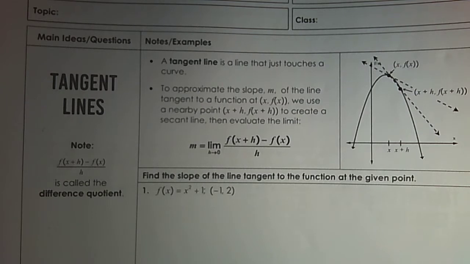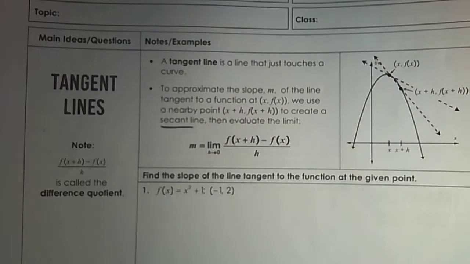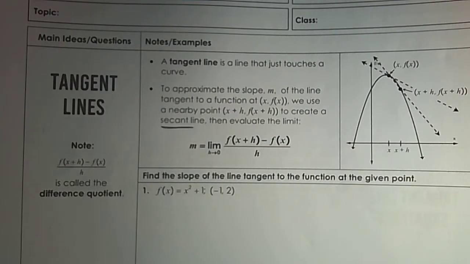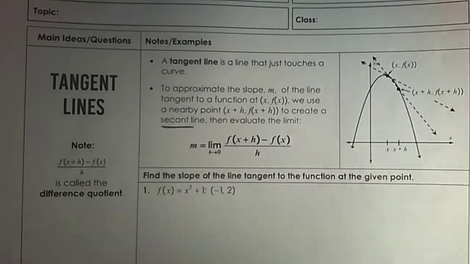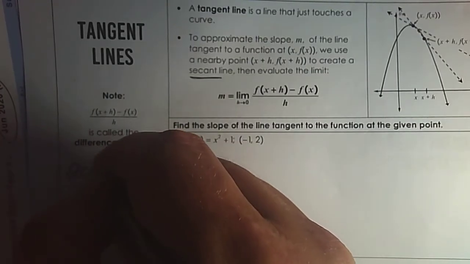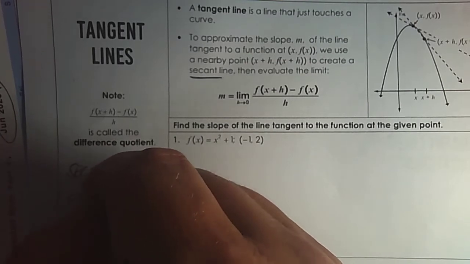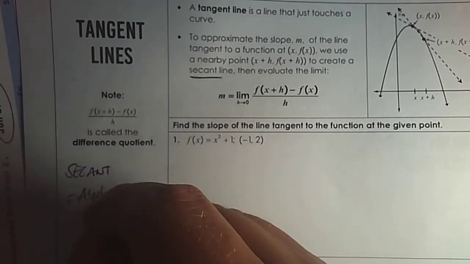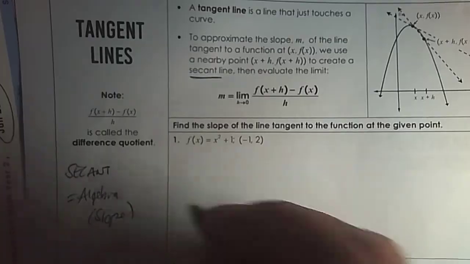When something touches with 2 points, that is called a secant. So do you see that word secant? So 2 points touching the graph, secant. 1, that's called tangent. Now, if I have 2 points, I want you to make sure this is clear to you, that secant is algebra. And it means to find the slope with the slope formula.